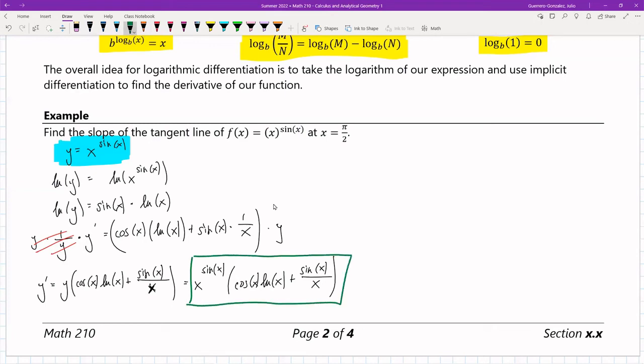So we still need to find the slope of the tangent line. Same thing applies here. Since this is the derivative, we can just go ahead and plug in our x value. So I am going to go ahead and plug my pi over 2 into my function. So it's going to be pi over 2 to the sine of pi over 2. I'm writing it out first; we'll worry about the trig in a second. Cosine of pi over 2 times ln of pi over 2 plus sine of pi over 2 all over pi over 2.